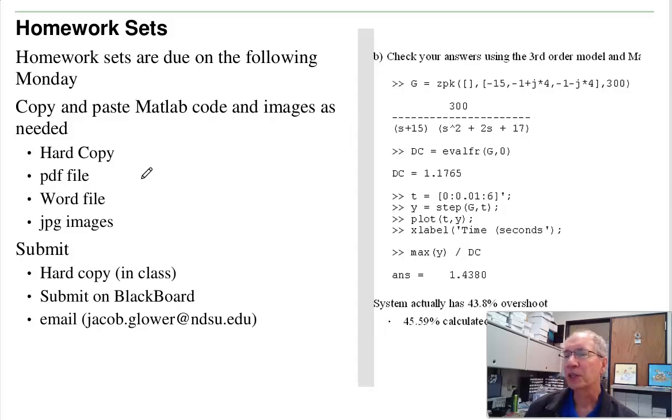A good way to submit your homework is as a Word document. Just cut and paste your MATLAB code into the document, insert photos or screen captures for the figures into your document. As long as I can read it, I'm good. That's a good way to document what you're doing. We use MATLAB a lot in this course, and Word is a good way to document that. I can read Word files, PDF files, JPEG images. As long as I can read it, I'm fine. And you can submit on Blackboard or email it to me. Blackboard's probably the easiest.